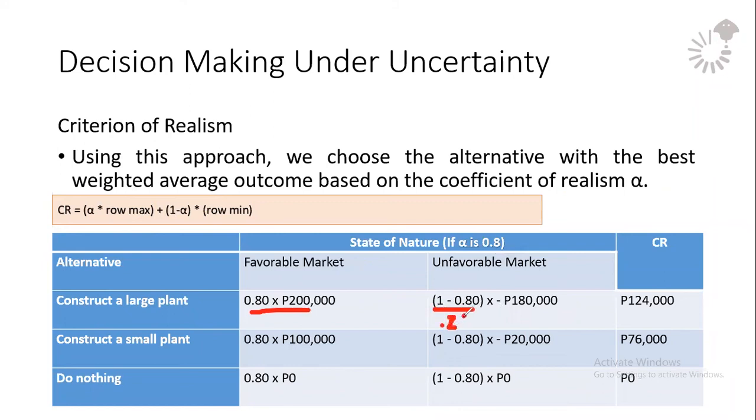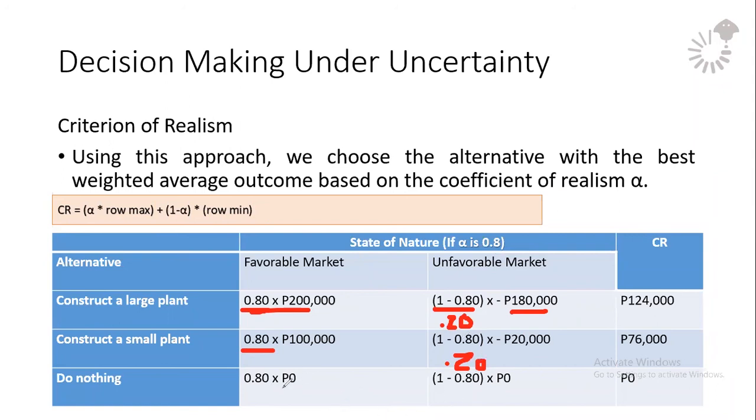So madaling sabi, for positive, you have 80%. For minimum row, you have the remaining 20%. If this is your maximum row, that's 80%. This is your minimum row, that's the remaining 20%. So for uncertainty, nag-a-assume ka na ng probabilities.